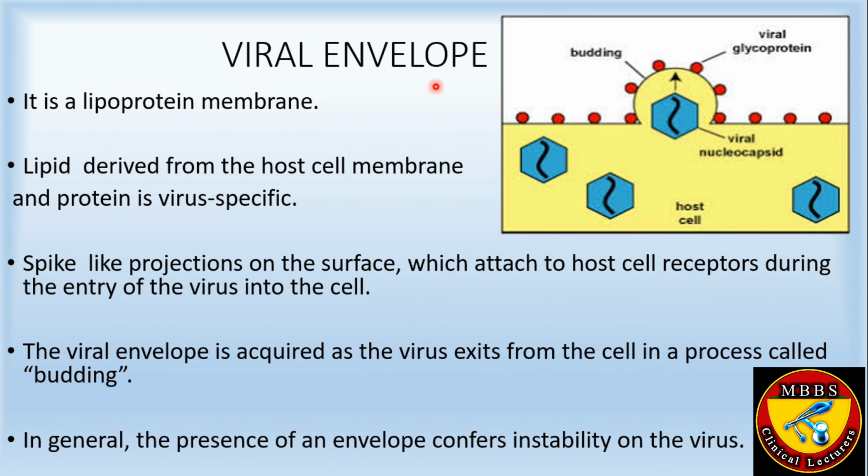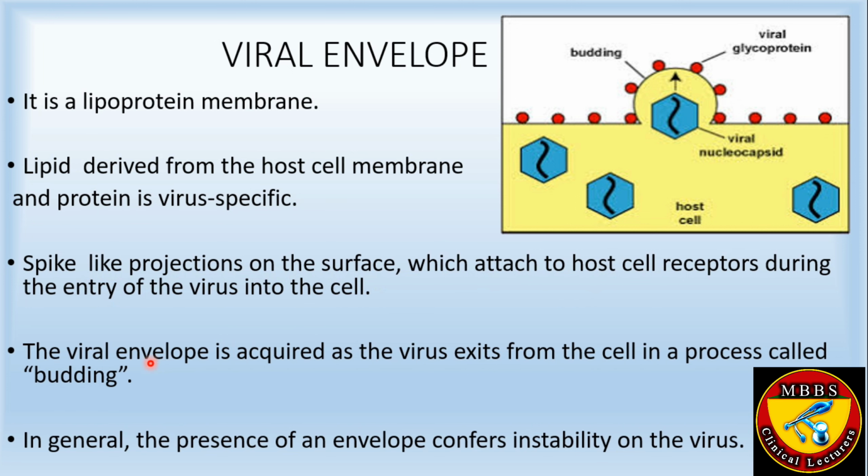Now, what is the viral envelope? It is a lipoprotein membrane. It is a lipid derived from the host cell membrane, and the protein is virus specific. Now, the lipid portion here is coming from the host cell, and it forms the envelope, and the protein on it is virus specific. Like spike-like projections on the surface, they are viral specific, which attach to the host cell receptor during the entry of the virus in the cell.